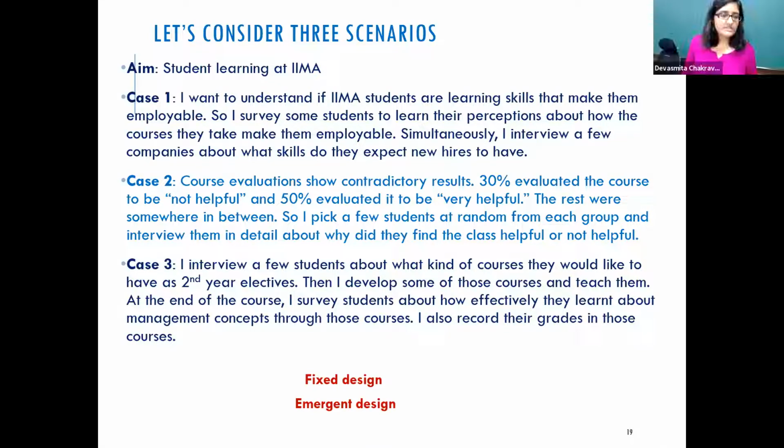Okay, got it. Just because when I saw contradictory results, I was very confused that how can half of the class love it and 30% hate it and 20% say I don't know. I didn't know this result before. Once I saw that, I decided to interview a few of them. So it's clear why 2 is an emergent design. It emerged from the data that I collected in the first step.